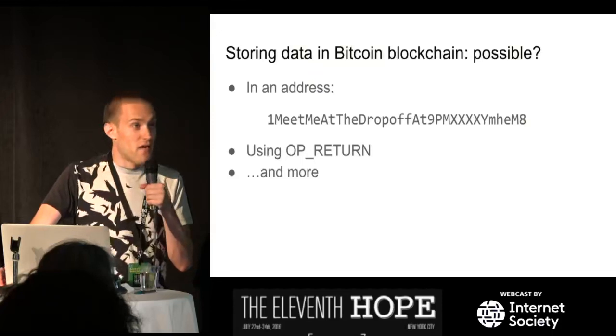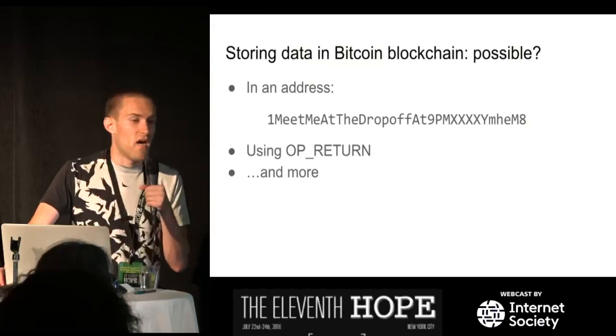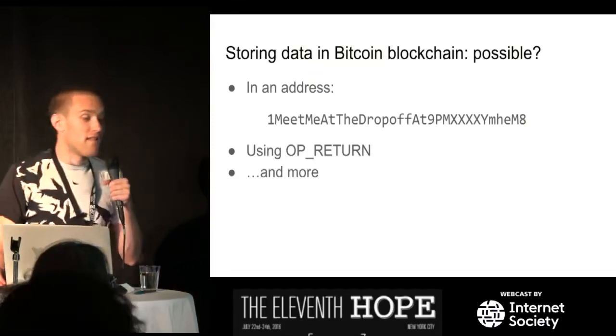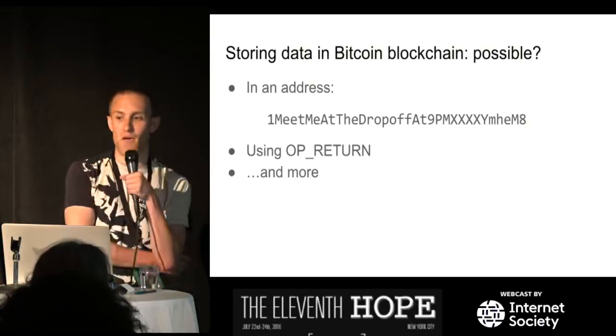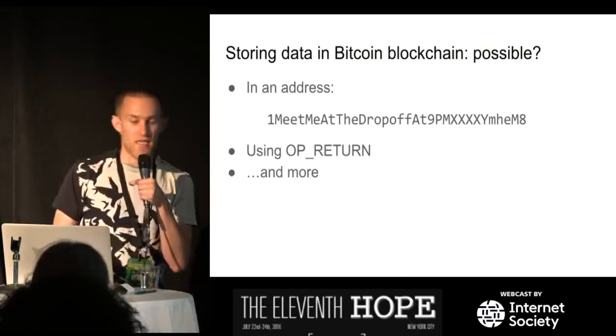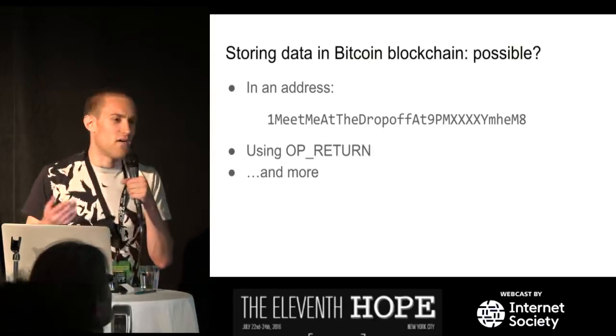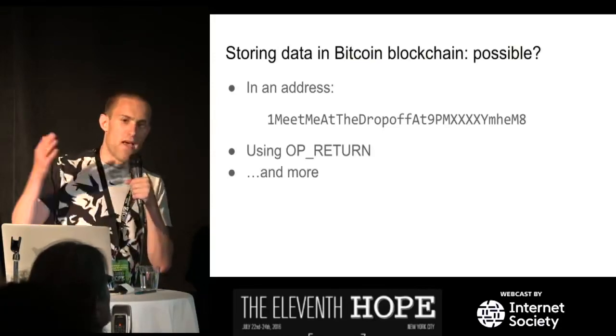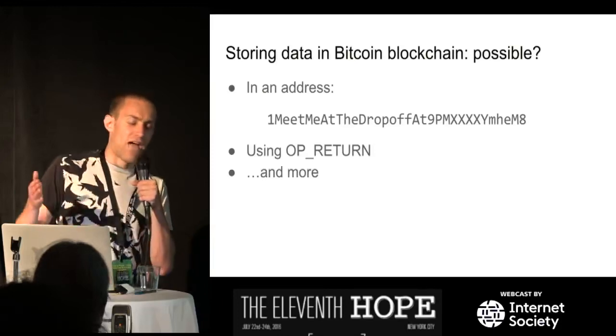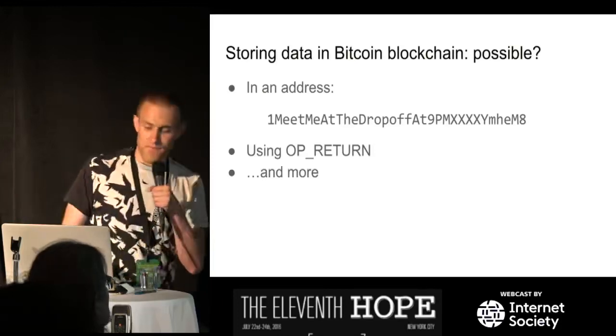So there are features of the Bitcoin protocol that let you store information in Bitcoin transactions pretty efficiently. And what I'm most interested in is something called op return, which basically says everything after this is just raw data.